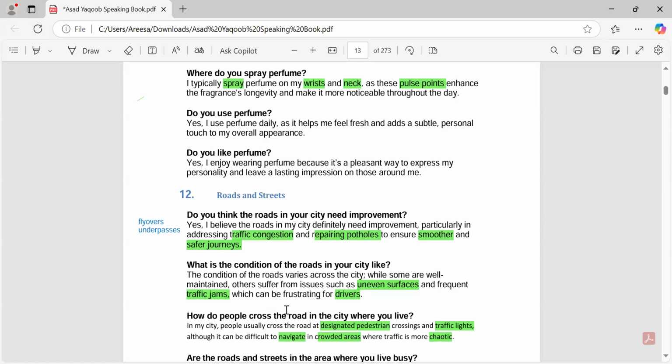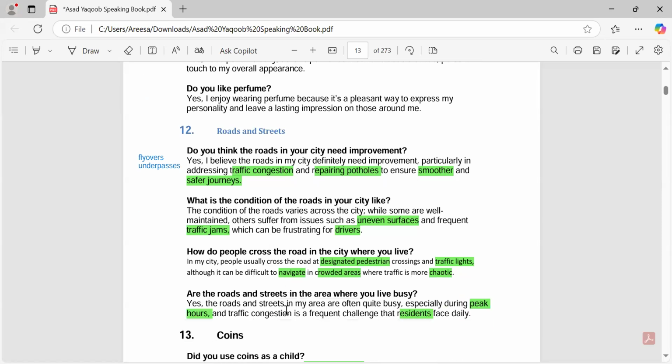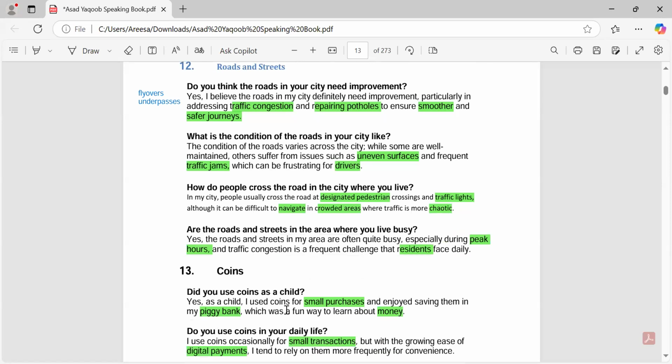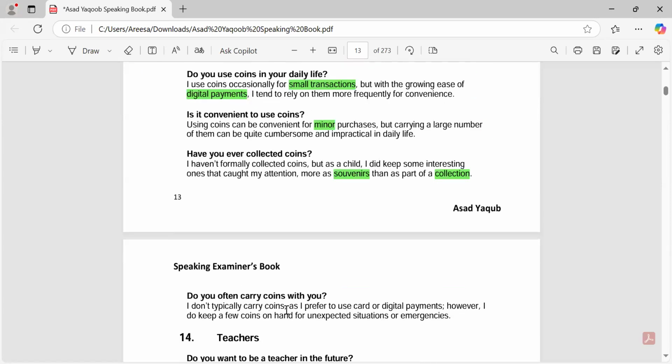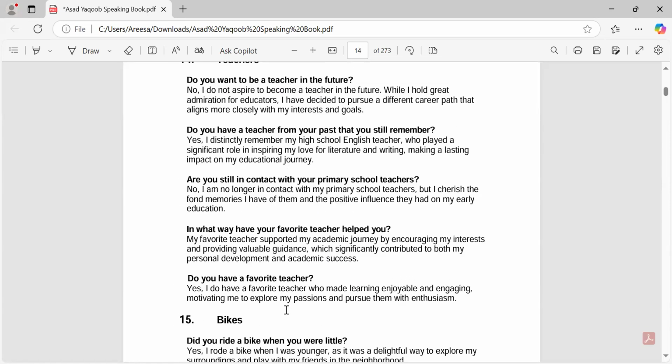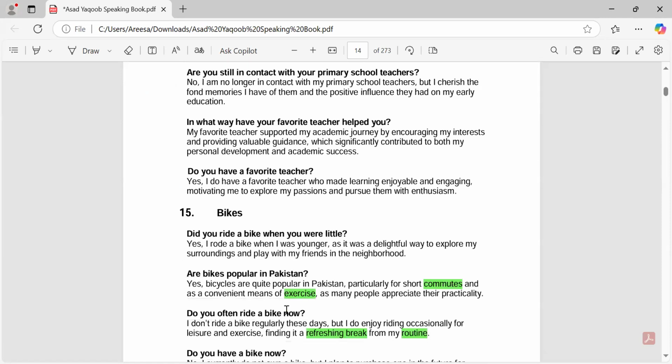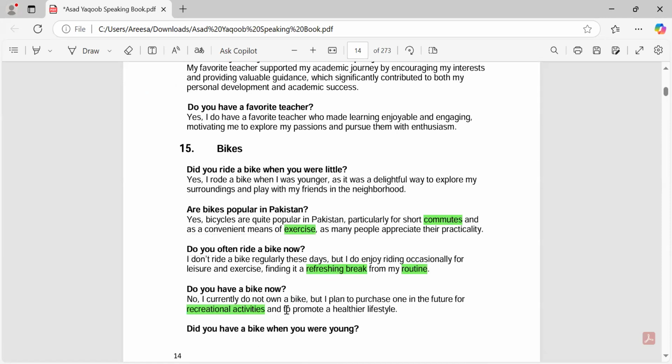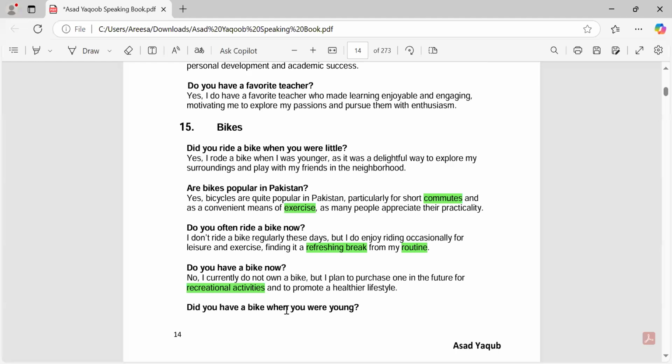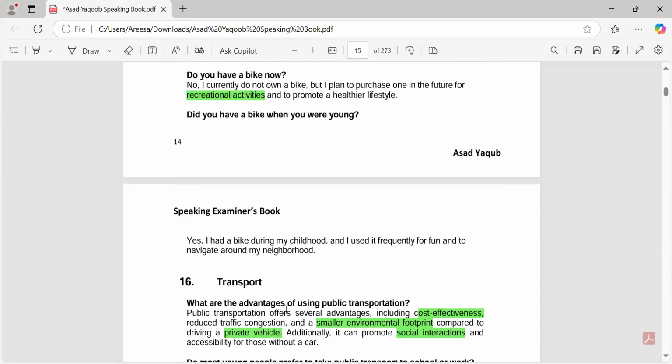Okay, let's move to our practice session. Let's start with the part one questions. Anyone who would like to start practice with us, kindly raise your hand if you want to answer for any part questions. We are going to resume our practice. Let's start.